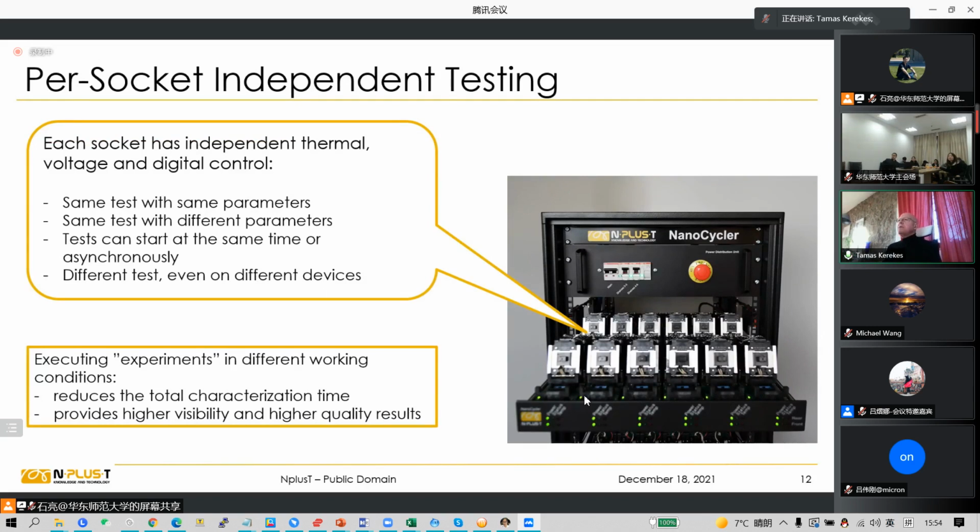Another thing is per socket independent testing. What could be the advantages? If you have a tester per socket architecture, that means that you can do the same test with the same parameters, like in a parallel system with smaller advantages, but you can also do the same test with different parameters, which will increase the quality of the data you generate. You can test the devices asynchronously, so you don't need to put all the devices inside and then start the test, but you can shift them by time. It also allows you to run different tests on different devices in several packages, which in total reduces the total characterization time and also gives you higher visibility and higher quality results. Go ahead, please.